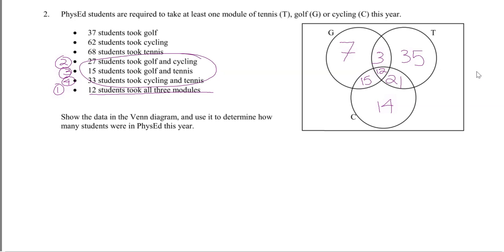So show the data in the Venn diagram. That's the number one thing to do, right? We've got this information, we just put it into the Venn diagram. There's 8 regions. We've got to make sure we know what each of the regions are. Take note of whether it says golf and cycling or only golf and cycling, and then how we deal with that. Oh, it's tennis, 68. So we got 15.